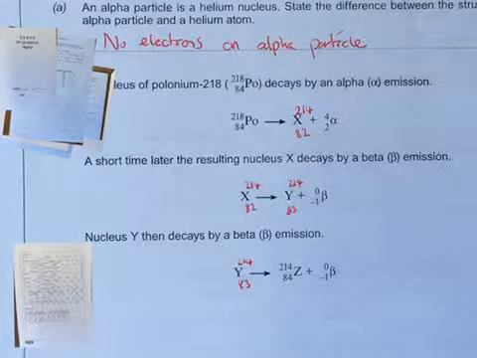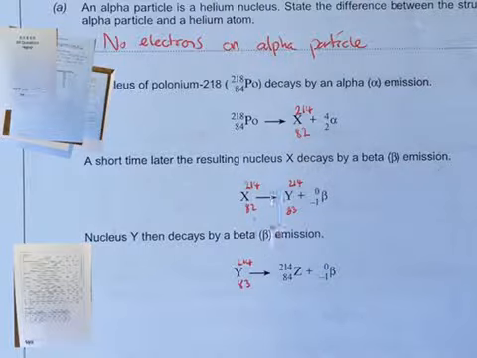Now, a short time after, it decays by beta. It wants me to work this out. You weren't given these values, but you should know to bring this X down. So X is going to have 214 and 82. That's what it's going to start with. Now, something plus 0 is going to give me 214. Well, that's 214 plus 0. And then something plus minus 1 is going to give me 82. Well, that's going to be 83 minus 1 gives me 82.